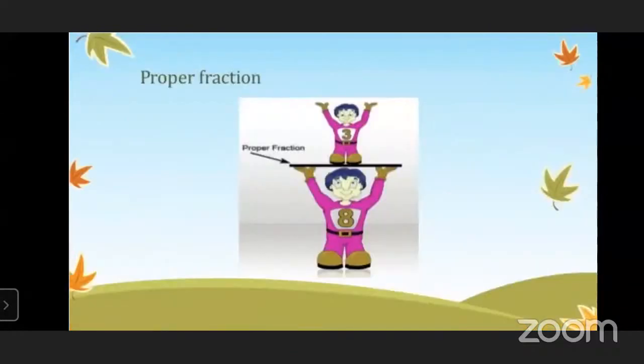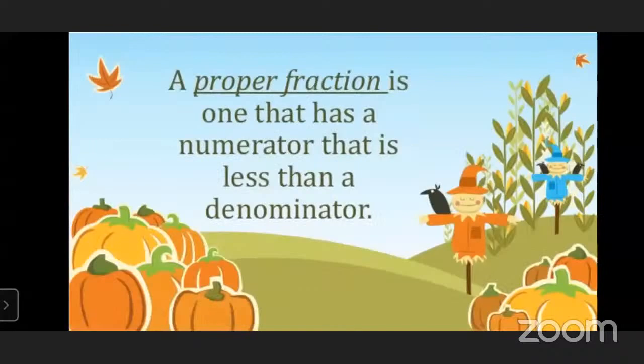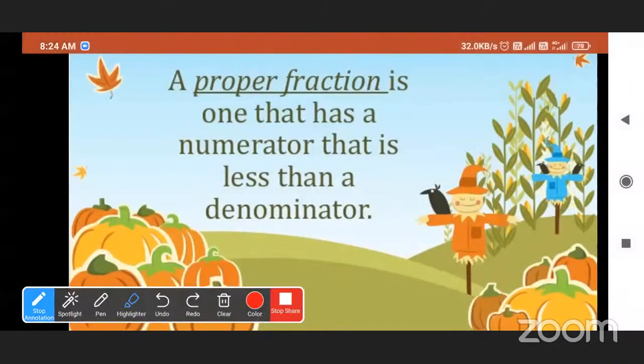So see, the first one is, read the headline. Proper fraction. So see, what is the fraction given? 3 upon 8. So we will see that in a proper fraction, the numerator is smaller than the denominator. So this is called a proper fraction. See here the definition given. A proper fraction is one that has a numerator that is less than the denominator. Okay. See the examples. The numerator must be smaller than the denominator.